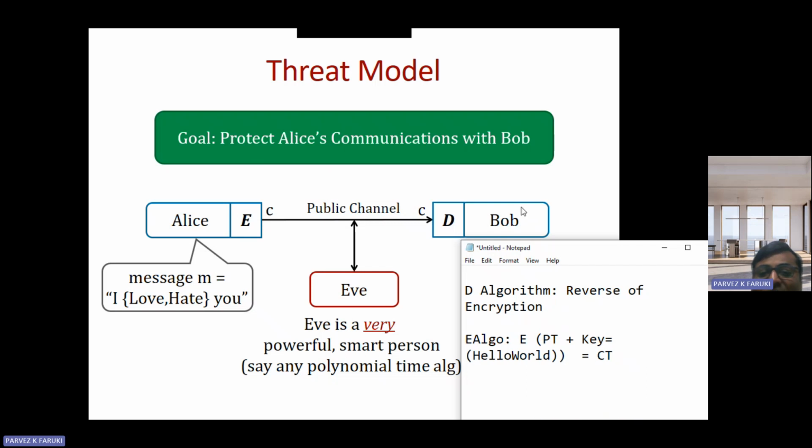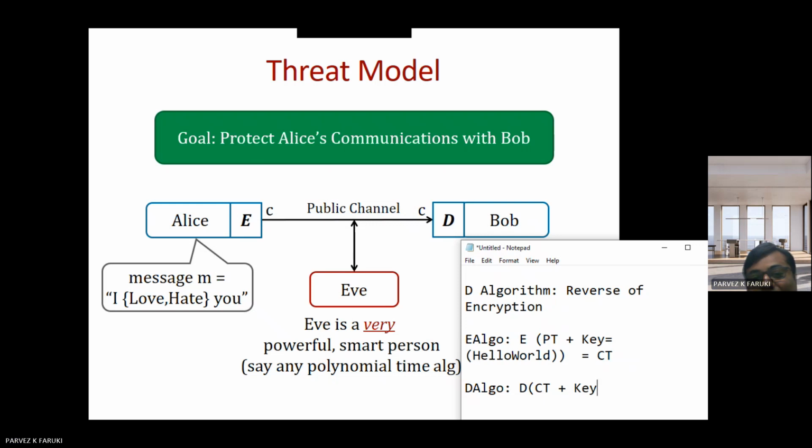Similarly, when it reaches Bob, when it reaches the server, decryption is a process that has to be executed. So what input does a decryption algorithm take? It takes encrypted text as input, right? An encrypted text as input, which I said is CT, ciphertext. It takes ciphertext as input and applies the same key.